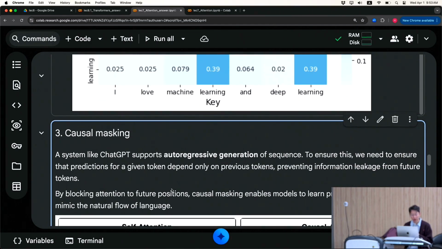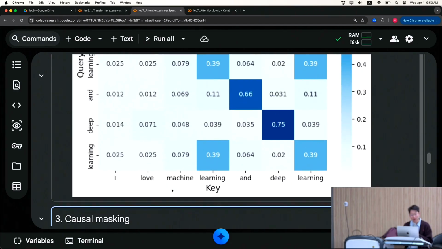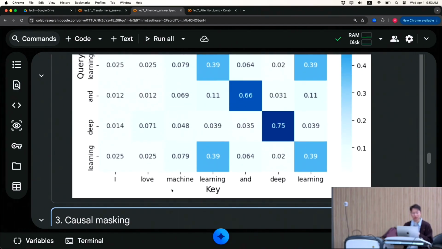So this is what we would like to see when we have multi-head attention. We have different attention heads, and supposedly each attention head is sensitive to different aspects. One is more sensitive to position, one is more sensitive to its semantic meaning, and so on.